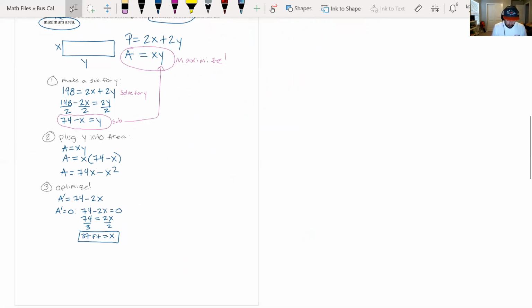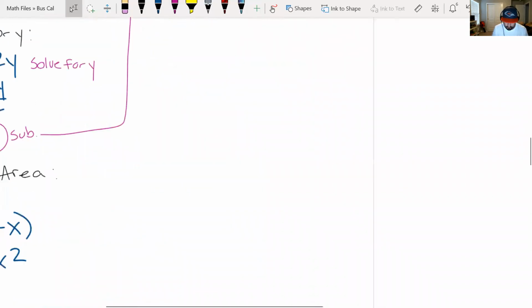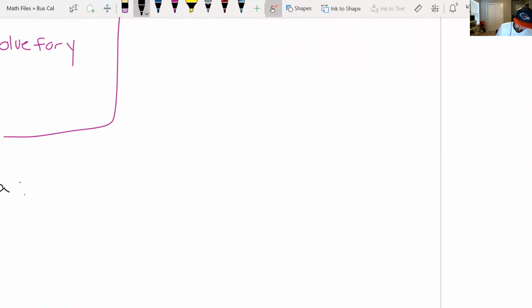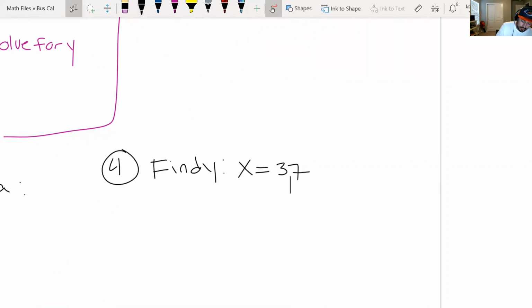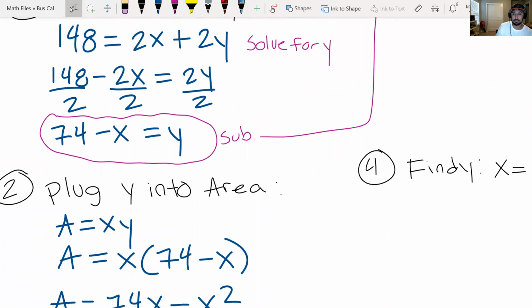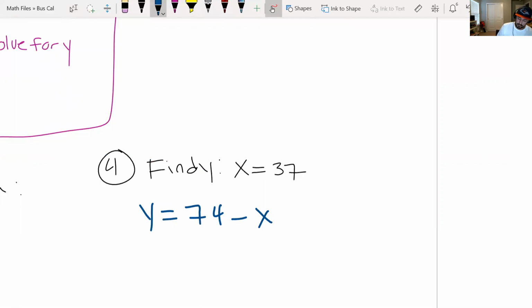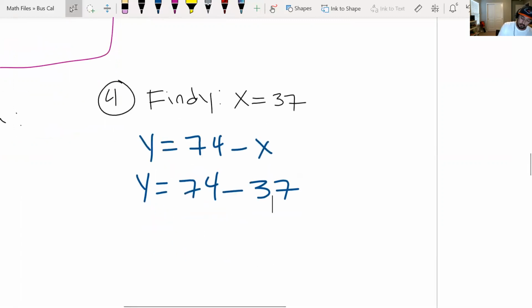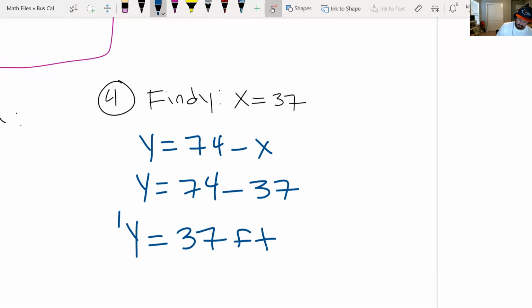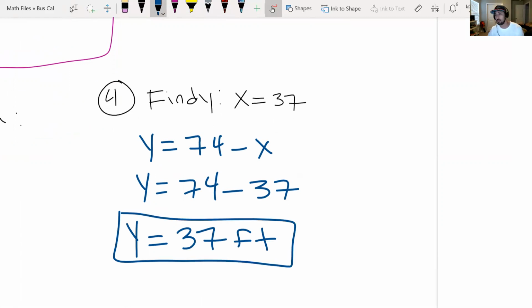Which brings us to step 4: find y when x is 37. And again, we made an equation for y. It's right there, 74 minus x. So y equals 74 minus x, which means y equals 74 minus 37, which means y is also 37 feet.